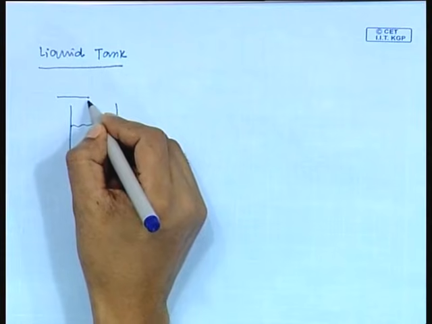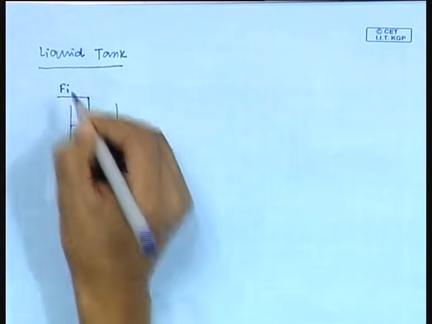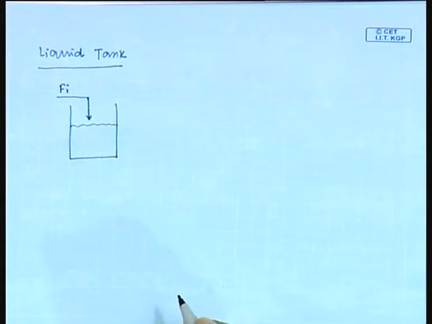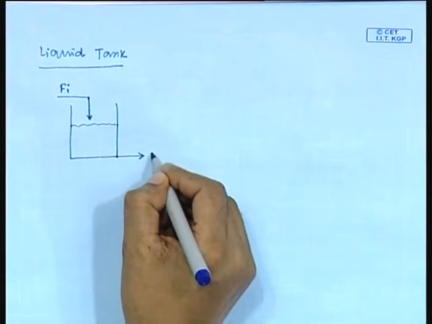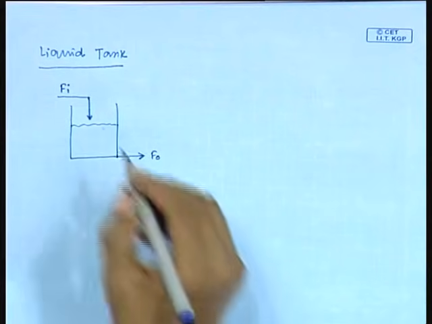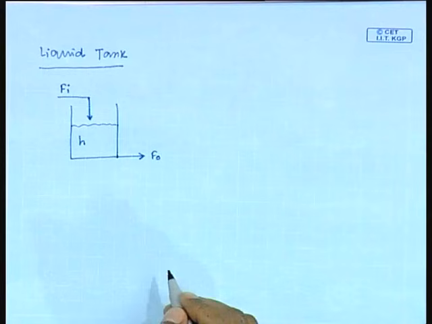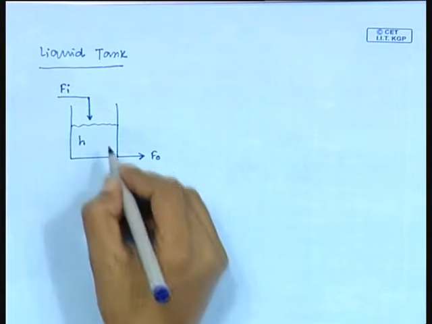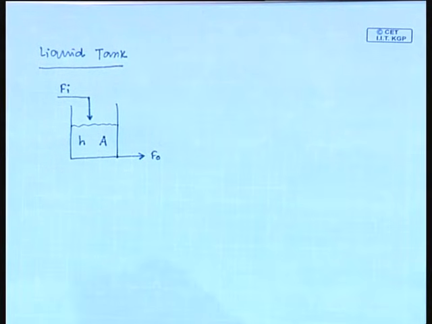The input stream has the flow rate of Fi, and the outlet flow rate is, suppose, F naught. The liquid in this tank has the height of h and the cross sectional area of this tank is A. Now, this is a simple liquid tank system.